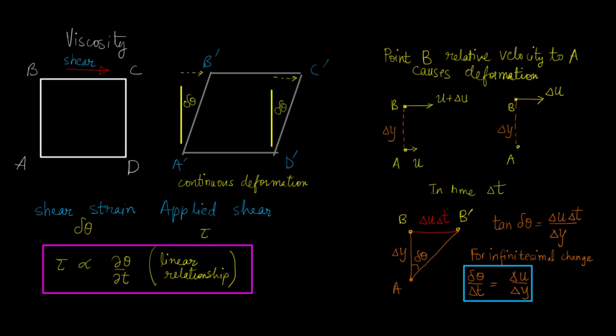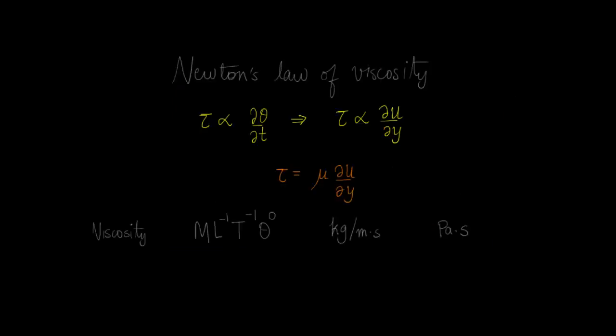For an infinitesimal change in time, delta theta can be approximated as tan delta theta, and therefore delta theta divided by delta t is equal to delta u by delta y. Now Newton's law of viscosity, which we have previously mentioned also, says that the stress is linearly proportional to the rate of change of the angle between the vertical, which implies that tau is also proportional to delta u by delta y, as we have just shown previously, and thus tau is proportional to del u by del y in the limit delta t tends to 0.